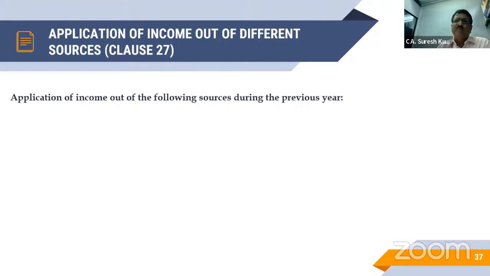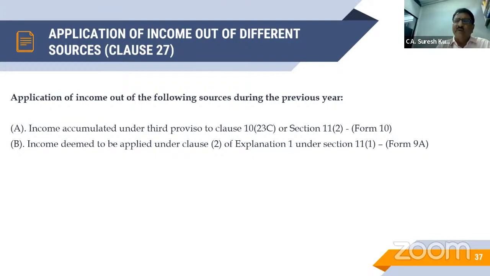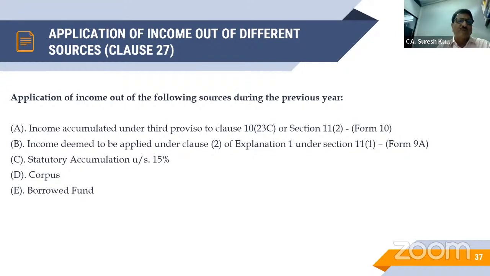Now clause 27 says if you have application amount from different sources, then we have to mention that. What can those sources be? During the year, if we applied income out of the 11(2) accumulated funds to discharge our obligation, then that amount will come here. If we are discharging our 9A obligation during this year, then that application will come under this schedule and not in the first schedule. Then the statutory accumulation, if we are funding some application amount out of our past statutory accumulation 15%, then that amount will come here. If we are spending out of corpus, out of borrowed funds, then we have to specify those sources and the amount here.